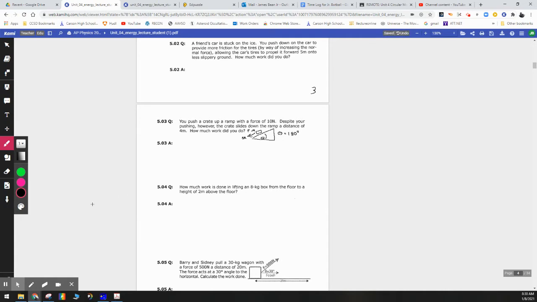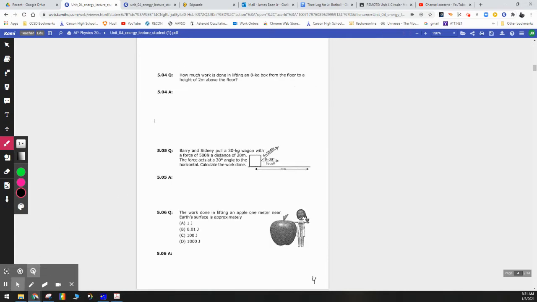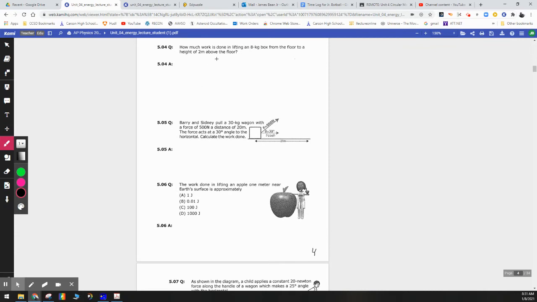All right, hit pause. Okay, 5.4, it says here, how much work is done in lifting an 8-kilogram box from the floor to a height of 2 meters above the floor? So let's take a quick look and see what we've got going on. Here's a box. You're going to lift it in this direction. We'll use delta y since we're in the y direction. There's delta y, right?